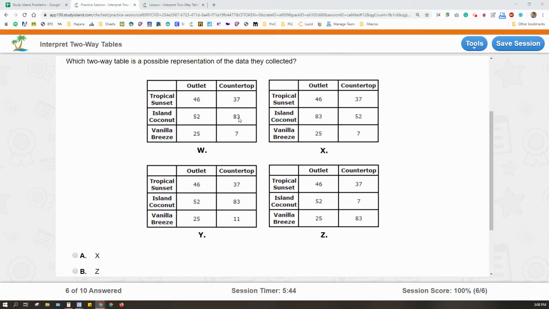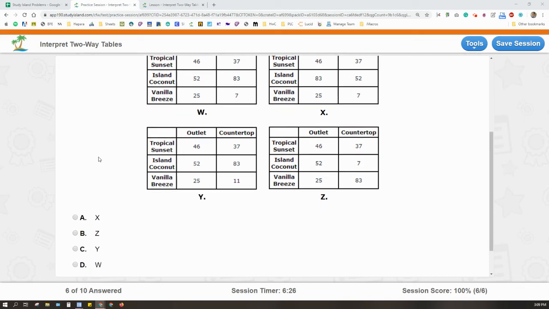They both have the largest number in the place where we want it to be, but there has to be 250 participants. So all we have to do is add these numbers together and figure out which one adds up to 250. And when we do that, we'll have our answer. When you add those together, you'll find out that table Y has 4 extra people in it. So table W is the one where all 4 of these numbers add up to 250, and it's the one with the most popular countertop Island Coconut section.